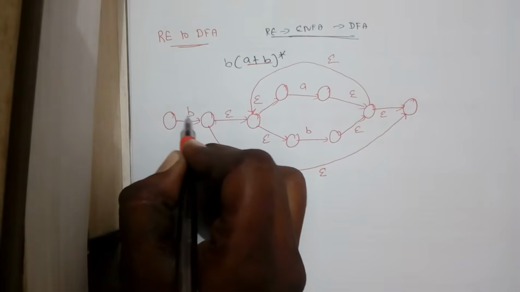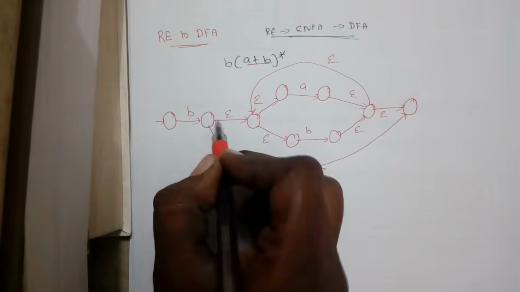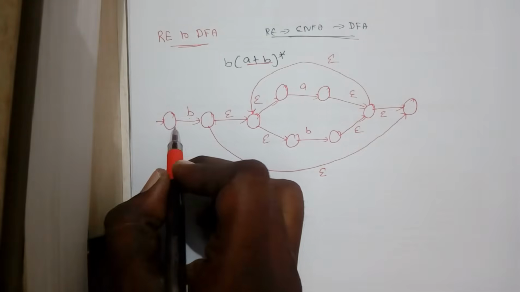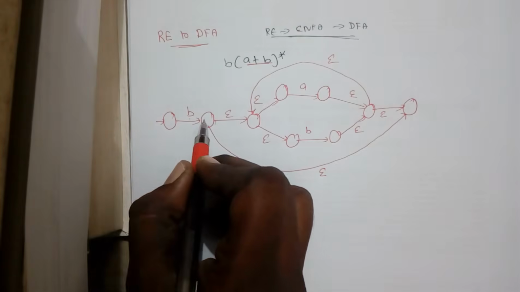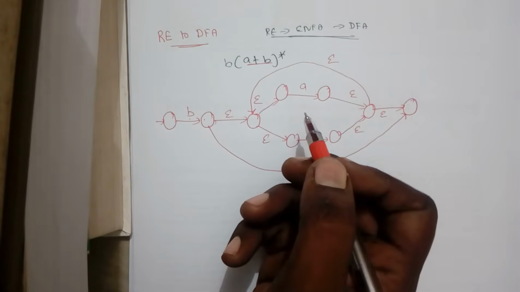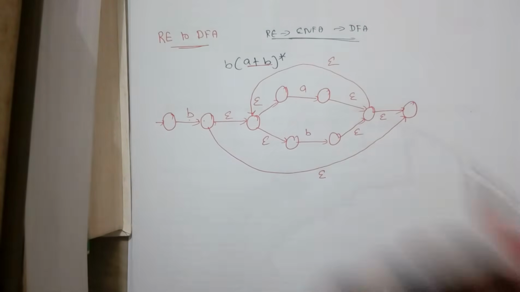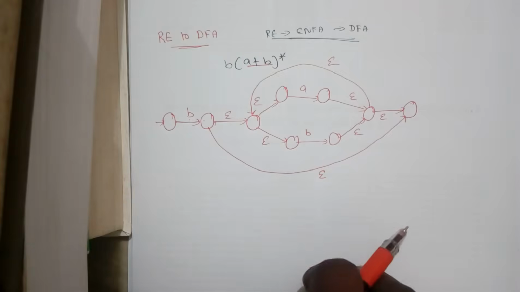Now this (a+b)* needs to be concatenated with b prior to it. So this is b(a+b)*. We can connect it directly, or we can use an epsilon transition between b and the epsilon, and then we can have a transition like this, or we can connect it directly. So now this is the epsilon NFA for the given regular expression.